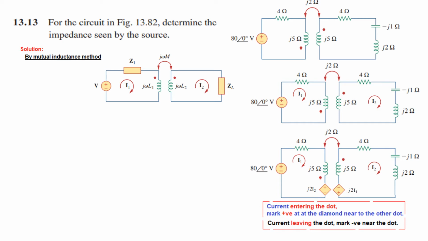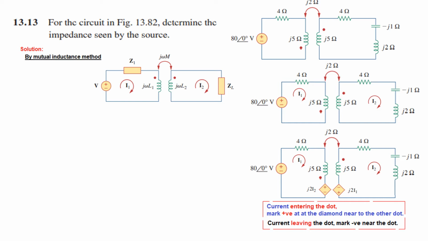Now, first of all, just see the magnitude. This is j omega M, the mutual inductance, which is j2. So j2 multiplied by I2 will be the voltage induced in the primary side, and similarly j2 multiplied by I1 will be the voltage induced in the secondary side. Now, what about the polarity? I have explained it in detail in my earlier videos.